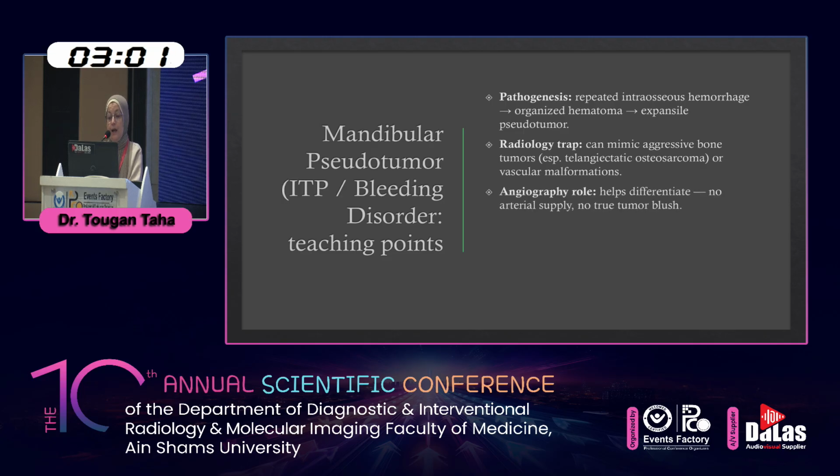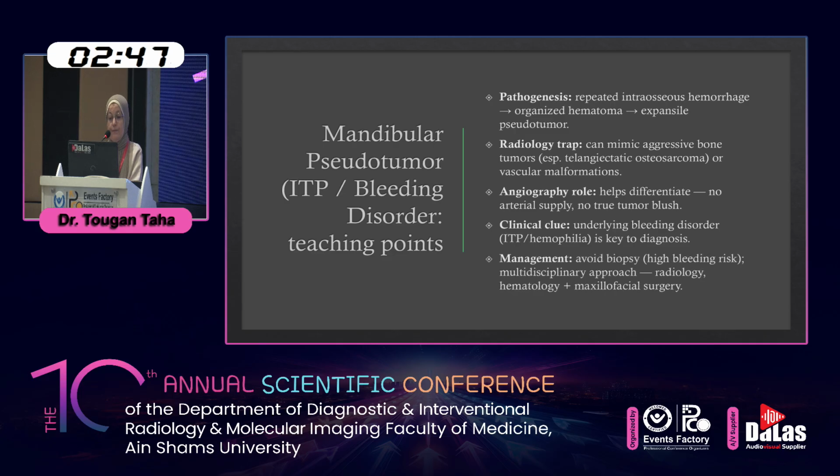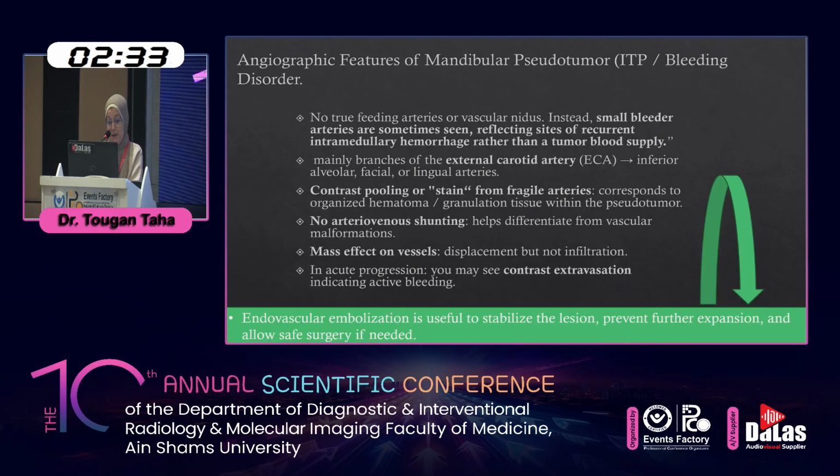Angiography really helps. It differentiates: no arterial supply, no true tumor blush. The underlying bleeding disorder, such as ITP or hemophilia, is a key to diagnosis. Avoid biopsy as there is high risk of bleeding, and use a multidisciplinary approach of radiology, hematology, and maxillofacial surgery. In this particular patient, endovascular embolization is useful to stabilize the lesion, prevent further expansion, and allow safe surgery if needed.